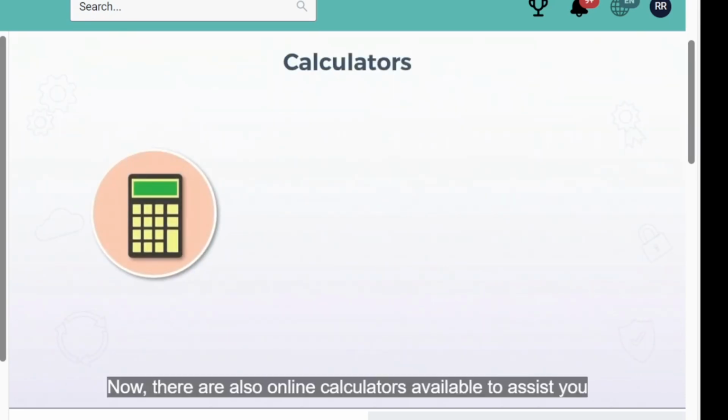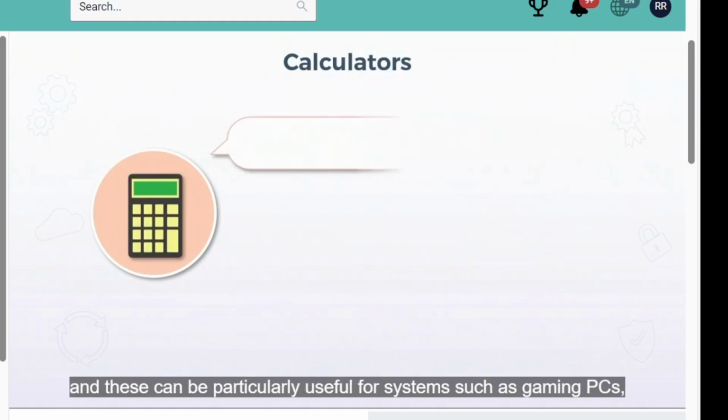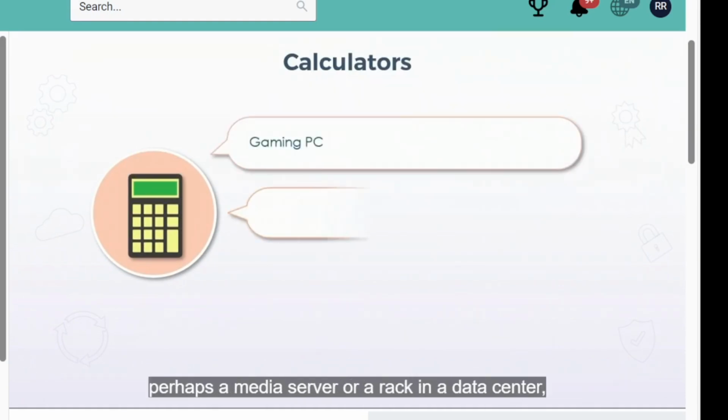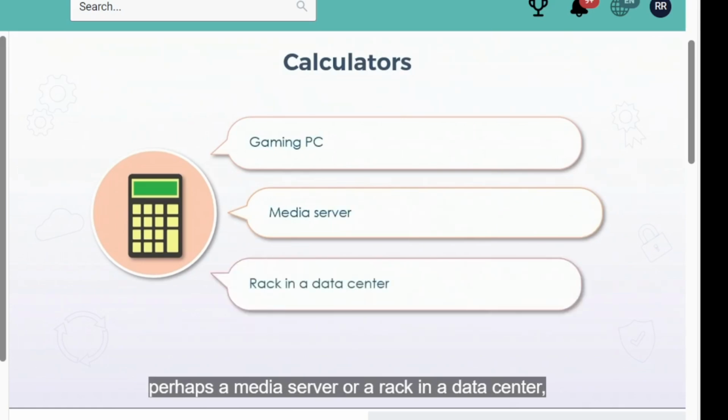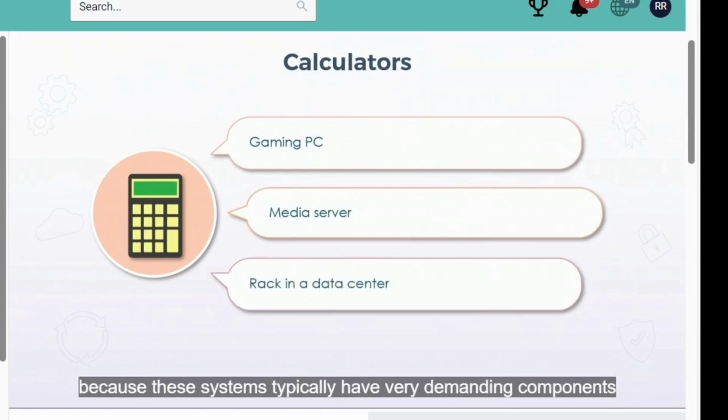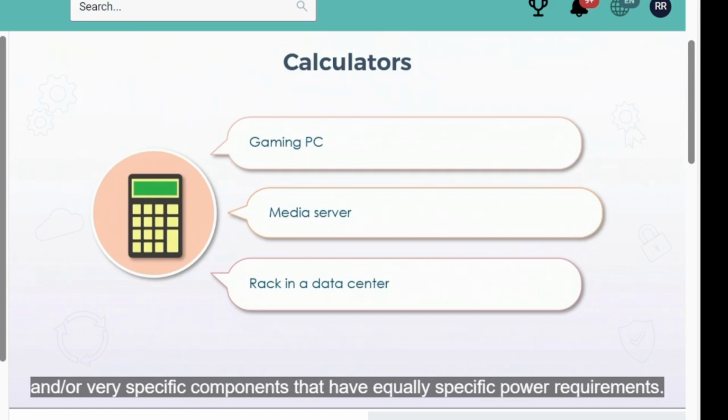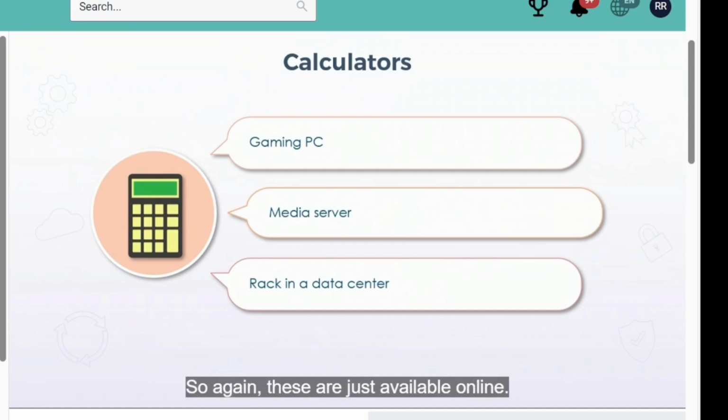Now, there are also online calculators available to assist you, and these can be particularly useful for systems such as gaming PCs, perhaps a media server, or a rack in a data center, because these systems typically have very demanding components and or very specific components that have equally specific power requirements. So again, these are just available online. You can search for them and simply enter in what you have with respect to all of the components, and it will come back and give you a much better idea as to what kind of wattage is going to be required to power all of those components.